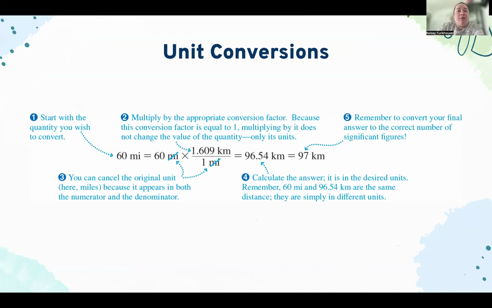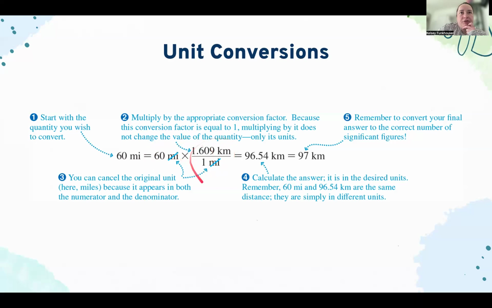For example, this value here is given in miles. And we don't use miles in physics, so we need to convert it. So we are going to, in this example, convert to kilometers, because sometimes we do use kilometers, but you might also convert it down to meters. So we multiply our value that we're converting by the conversion factor. So there's 1.609 kilometers in 1 mile.